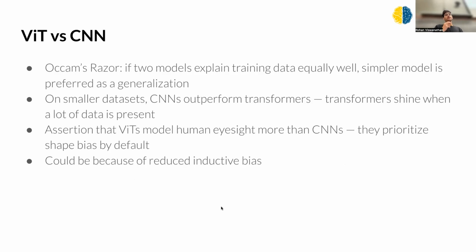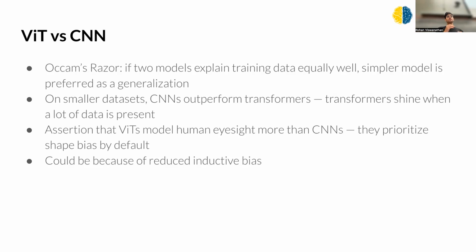Occam's razor states that if two models explain the training data equally well, the simpler model is preferred as a generalization. This is Occam's razor in the view of machine learning. But what it's trying to do is explain the tenets of parsimony, right? Which is that we want the simplest model possible to explain the most amount of things possible, because simplicity is what allows us to capture the most amount of information, right? We're trying to capture the most amount of information with the least amount of, I guess, work.